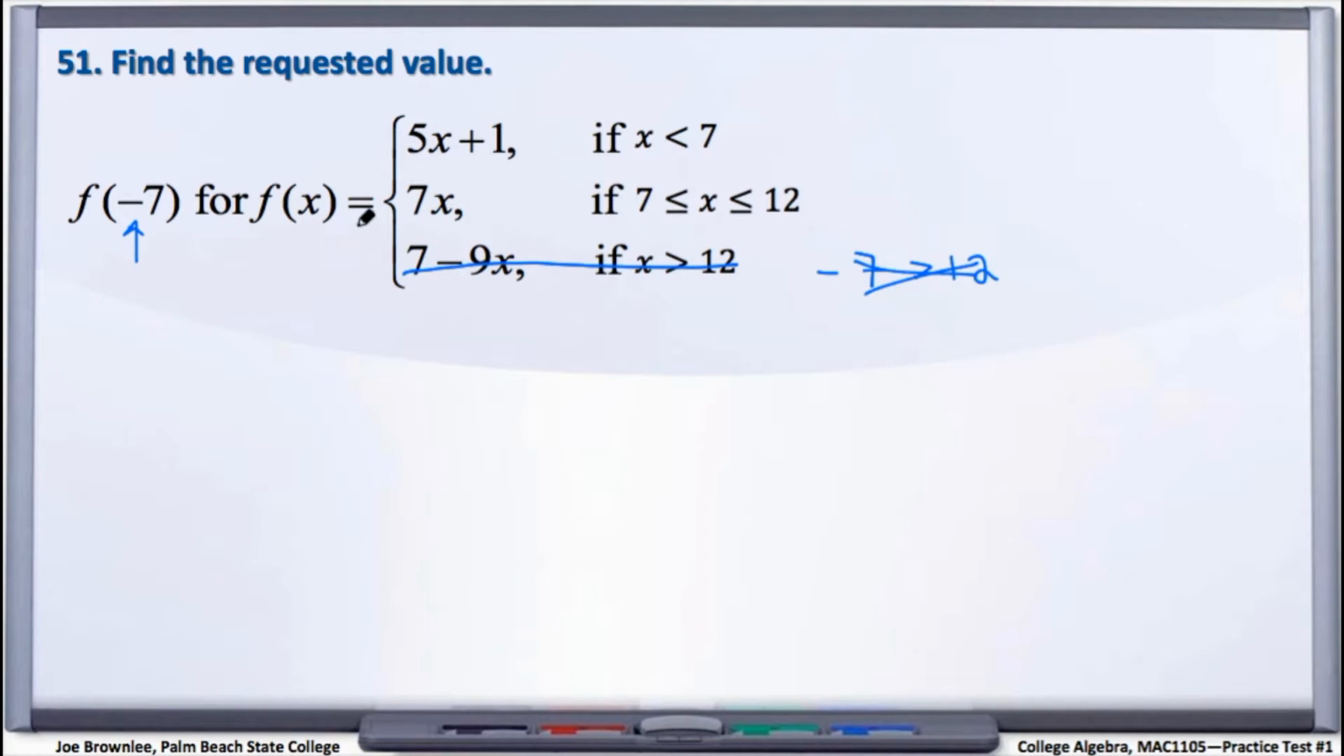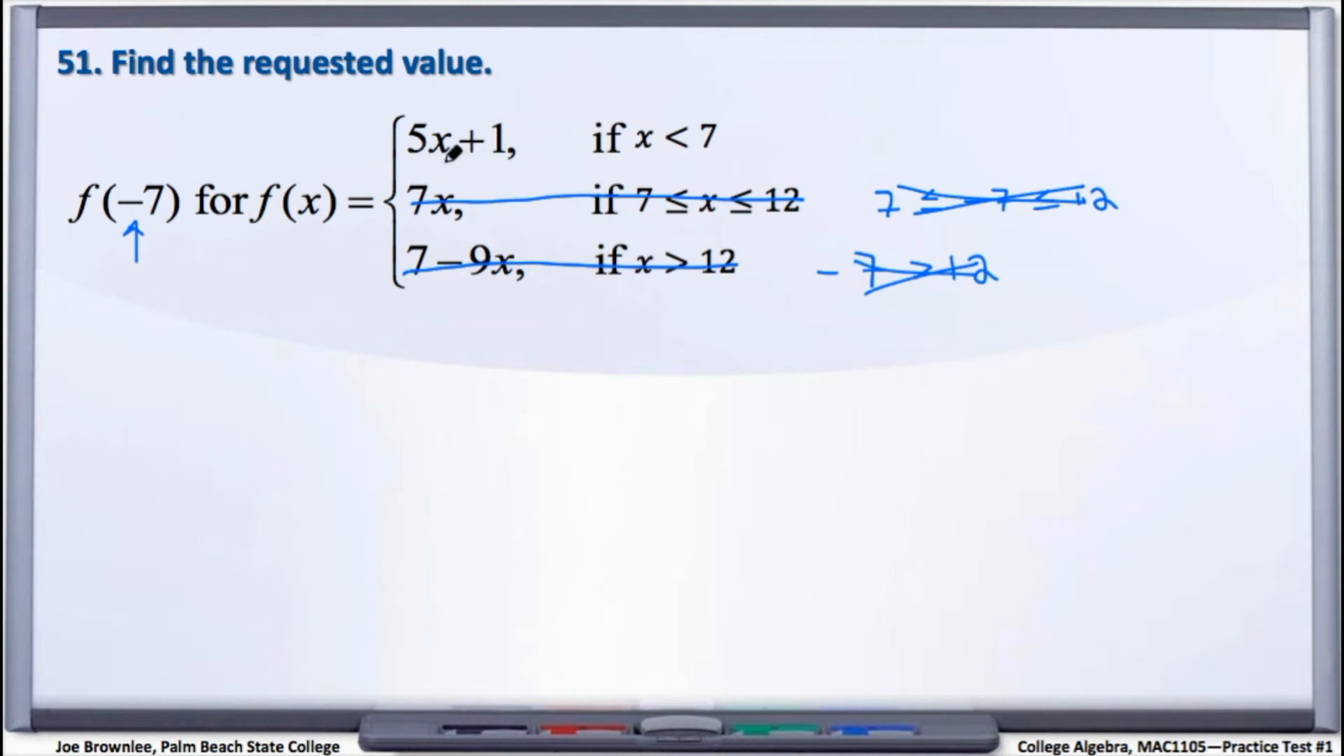How about f of x equals 7x if 7 is less than or equal to x, less than or equal to 12? Well, let's see. 7 less than or equal to x. Well, in this case, x is negative 7, less than or equal to 12. Is this a true statement? Nope. Again, not true. This is false. So we can eliminate this second piece here.